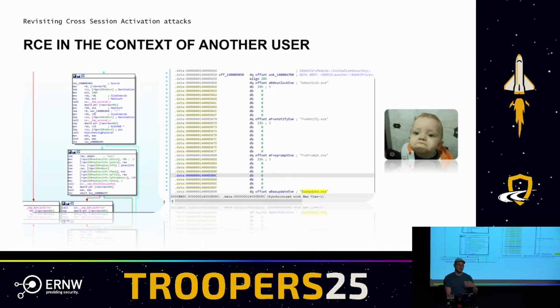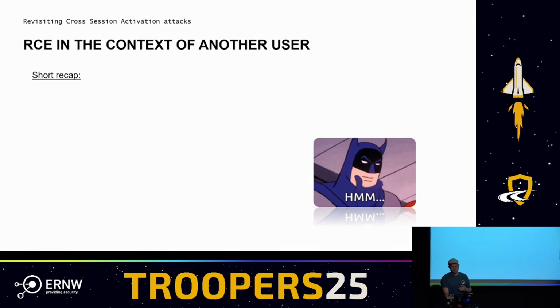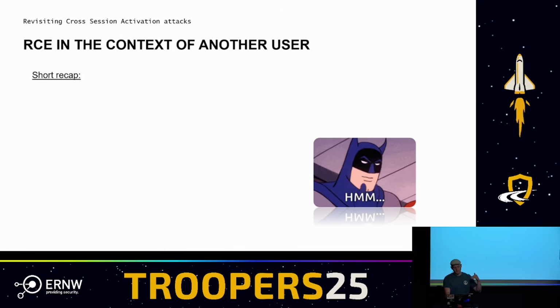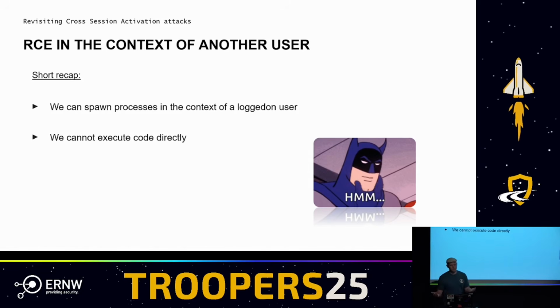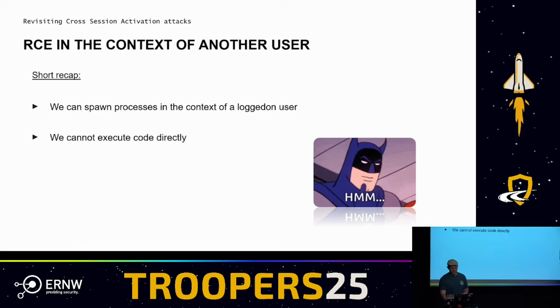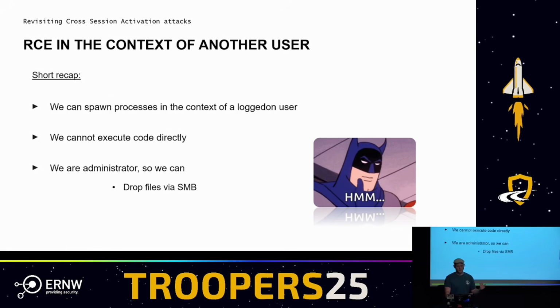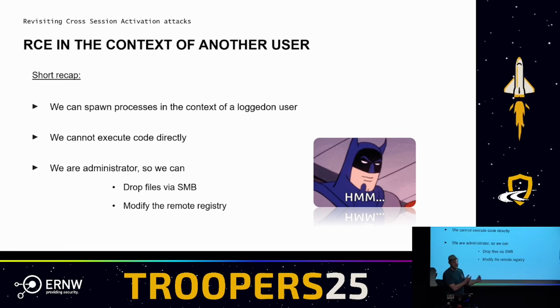But then at some point I had another idea, because there was a blog post published a short time before doing this analysis. This is on the next slide. But what do we have here by now? Let's just recap. We can spawn one of these 4 processes, which you could see in the image, and we can spawn it in the context of an already logged on user. We cannot, by now, influence what is being executed, but we are administrator, so we can drop files remotely via SMB, for example, and we can modify the remote registry.